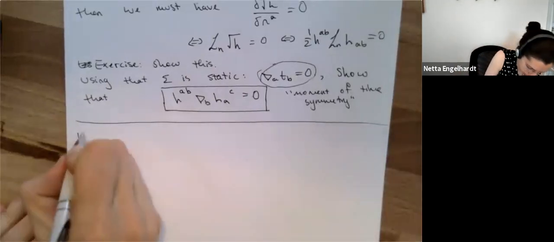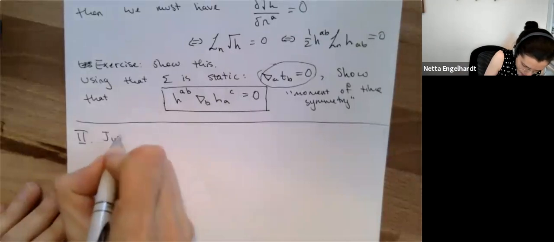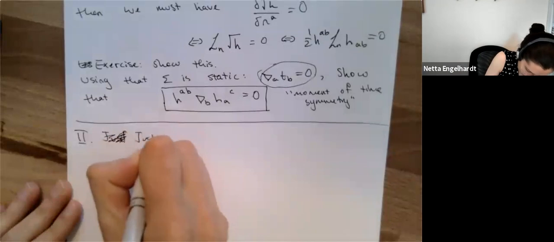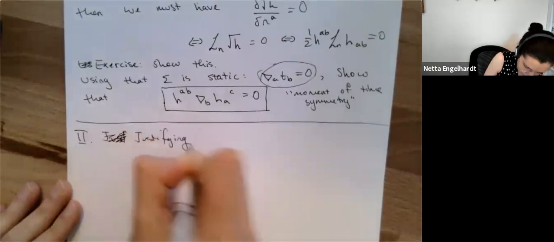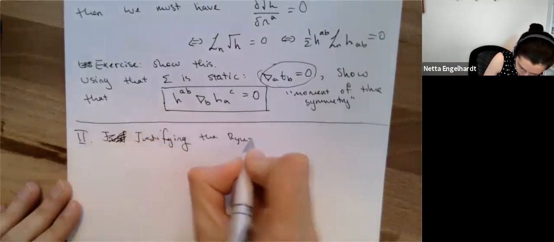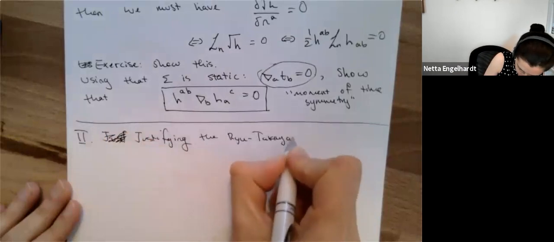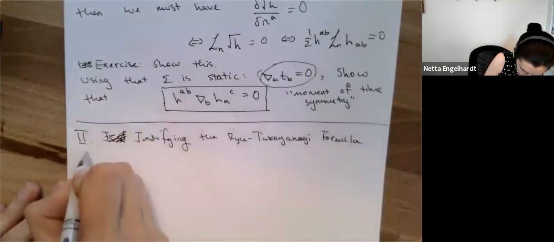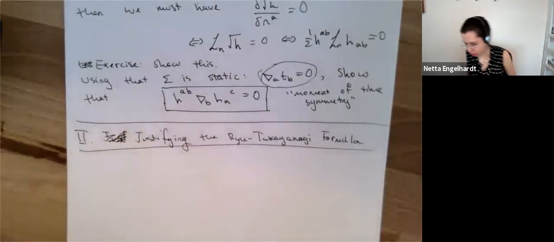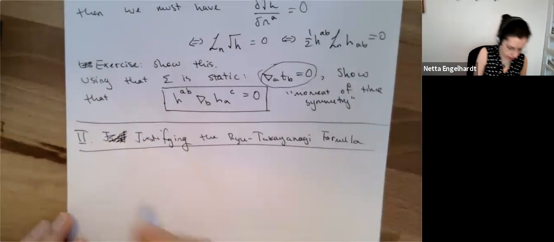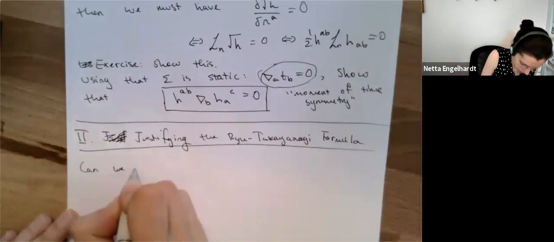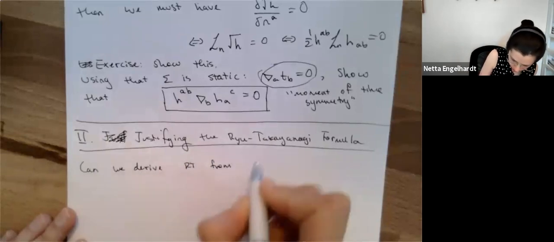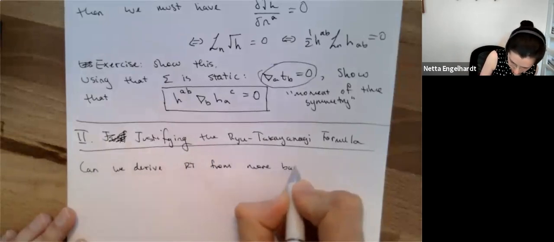Justifying the Ryu-Takayanagi formula. Okay, so the question is, can we derive RT from more basic principles of AdS/CFT?